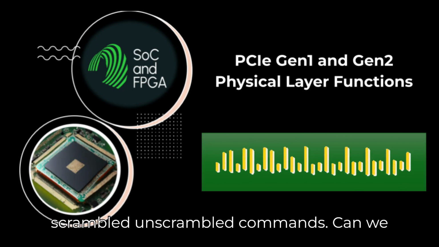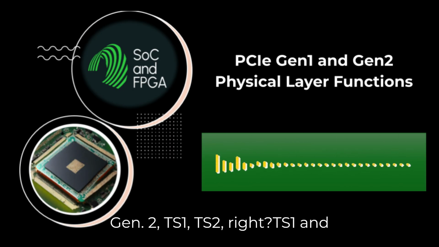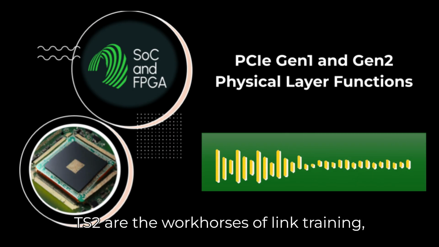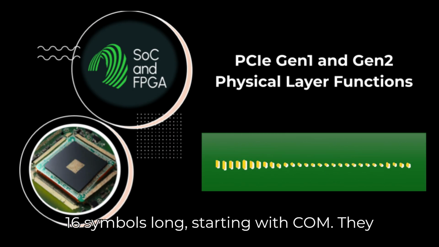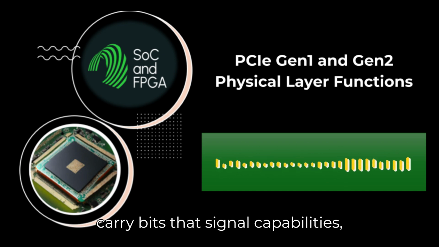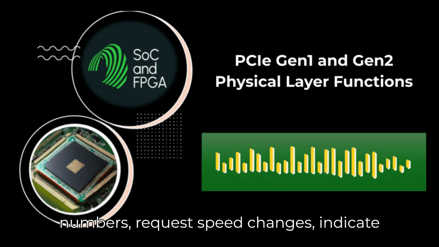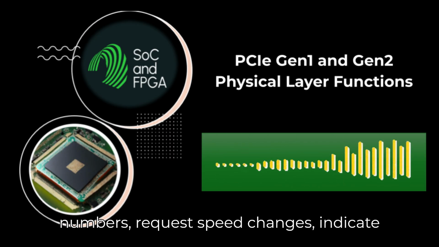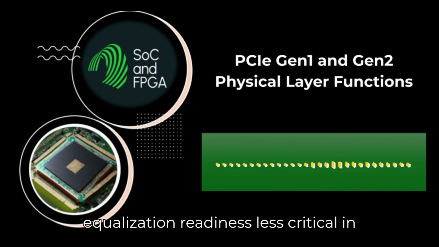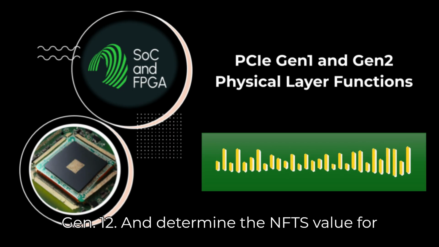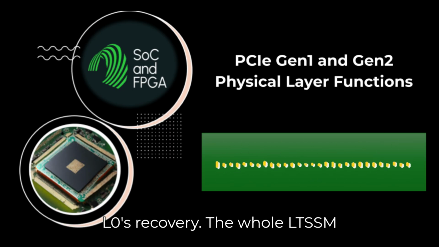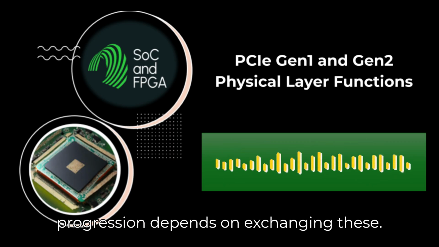Unscrambled commands. Can we quickly recap the key ones for Gen1, Gen2, TS1, TS2? Right. TS1 and TS2 are the workhorses of link training, 16 symbols long, starting with COM. They carry bits that signal capabilities, negotiate speed, width, assign link lane numbers, request speed changes, indicate equalization readiness, less critical in Gen 1, 2, and determine the NFTS value for L0s recovery. The whole LTSSM progression depends on exchanging these.